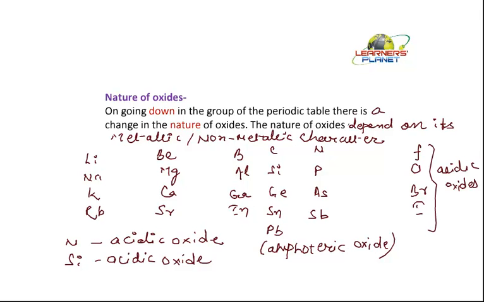Though their acidity decreases, say the most acidic oxide will be of fluorine, then there will be chlorine, Cl2O5 or ClO2, and least would be iodine. Right? So students, this is all about your topic of periodic classification of elements. I hope you understood this topic.